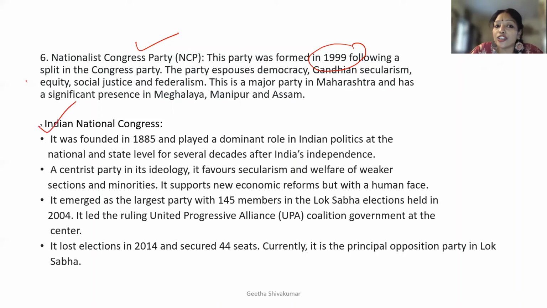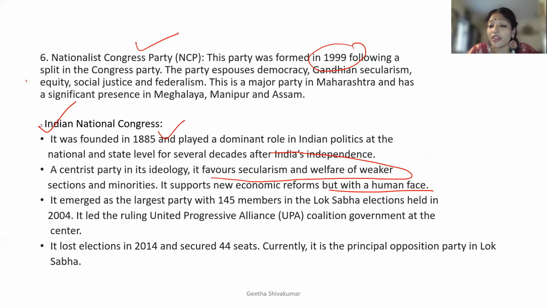Seventh one is your Indian National Congress, one of the oldest parties in India. It was formed in the year 1885. Okay, and it has played a very, very significant role in the national movement and for several decades after India's independence also. A centrist party in ideology, it favors secularism and the welfare of the weaker sections and the minorities, and it supported the new economic reforms but with a human face. It emerged as the largest party with 145 members in the Lok Sabha election held in 2004. It led the ruling United Progressive Alliance coalition government at the center. It lost the election in 2014 and secured only 44 seats.